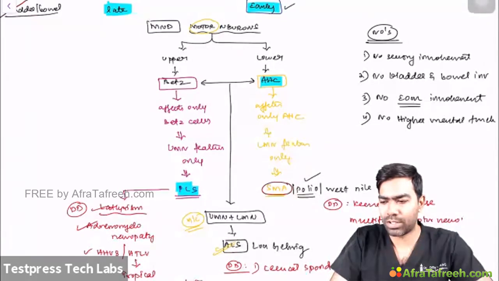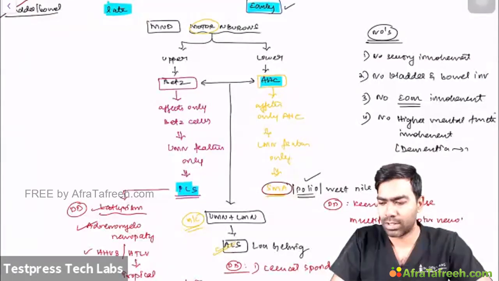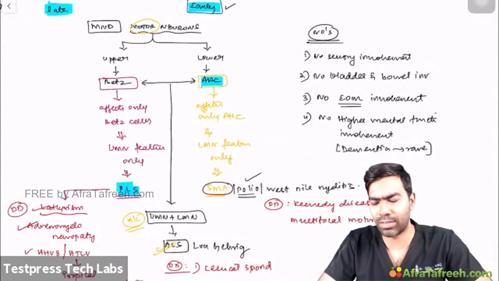No higher mental function involvement. So this is also a very important point, which means most of the time, dementia is extremely rare in motor neuron disease. They don't develop dementia, which means memory will be perfect. You can imagine Stephen Hawking himself. He was publishing papers even before his death. So there is no memory involvement.